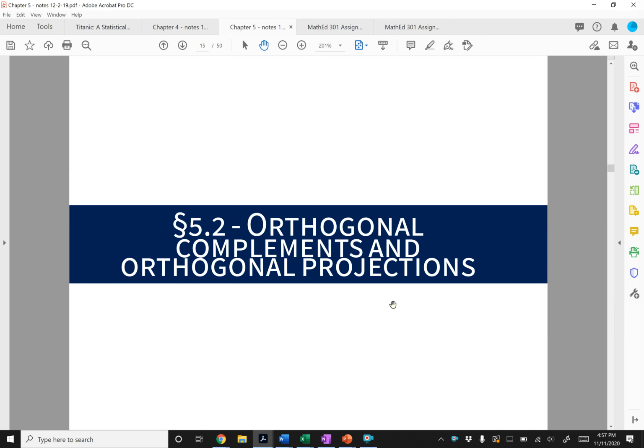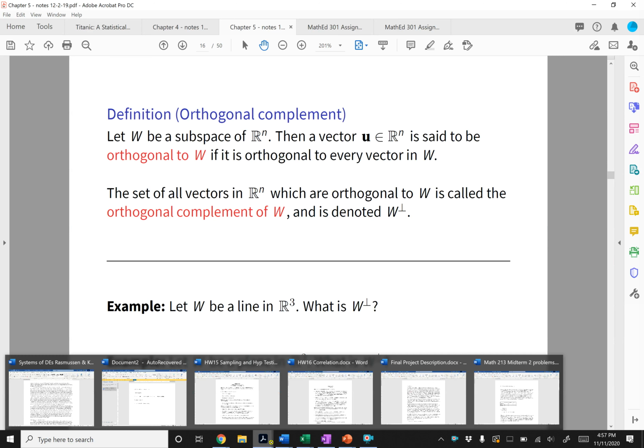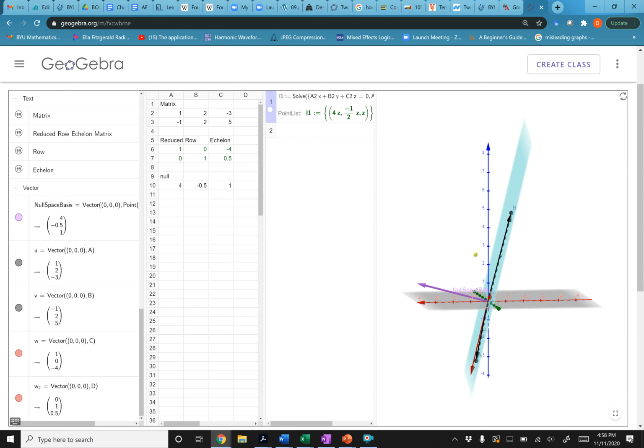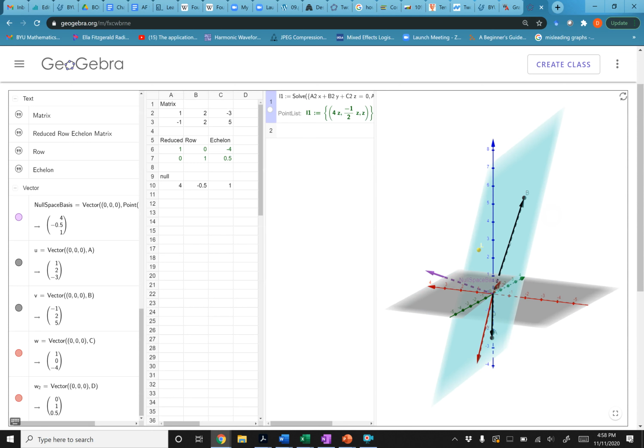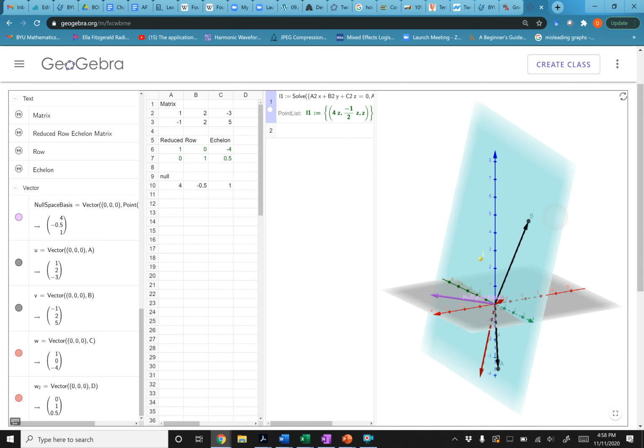So let's start on 5.2, orthogonal complements and orthogonal projections. Let's actually start off, before I give you the definition here, if you'll remember, early on when we talked about null spaces and the subspaces, the row space and the column space, I brought to class this GeoGebra applet. And let me remind you what we have here.